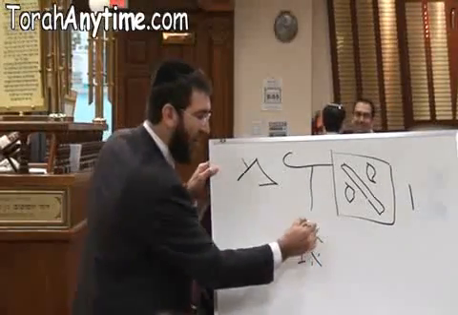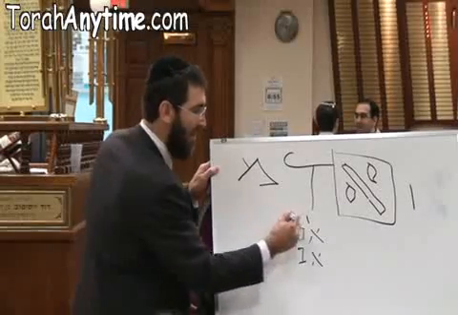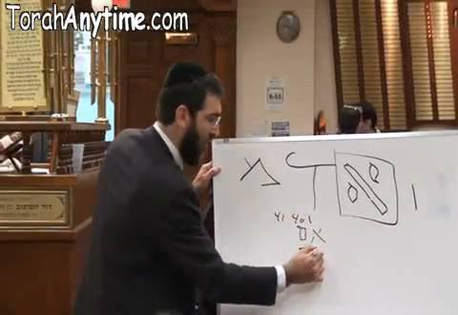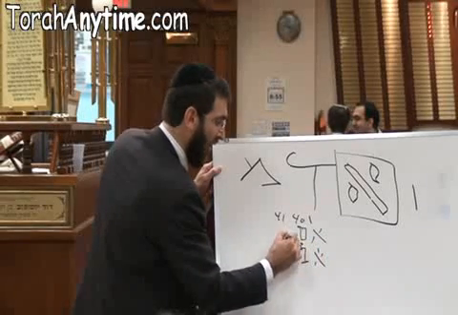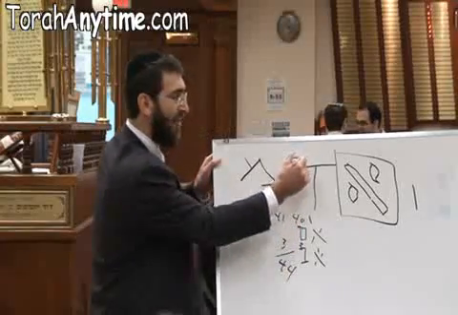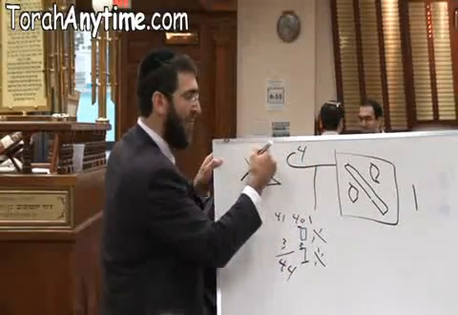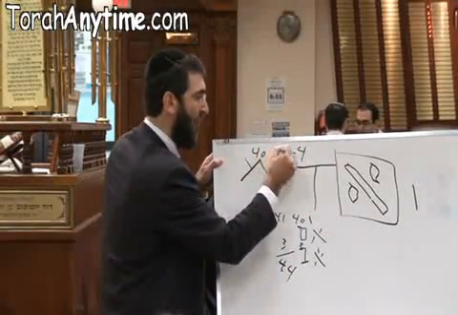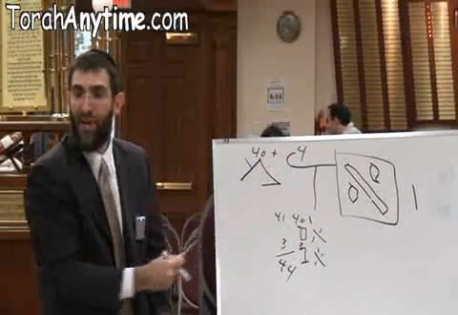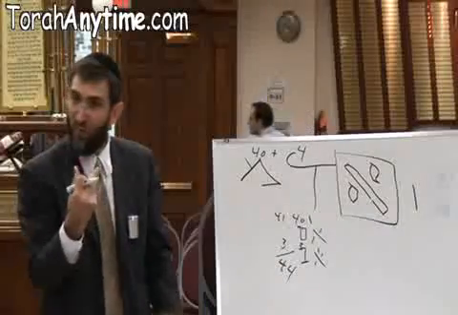Numerical value of Aleph is what? 1. Numerical value of Mem is 40. 41. Numerical value of Aleph, 1. Numerical value of Beit, 2. It's 3. What do we see? 44. That's interesting. Dalet, numerical value, 4. Mem, numerical value, 40. 44. What a coincidence. The Dam is provided by who? Av V'Aim. Numerical value, 44.